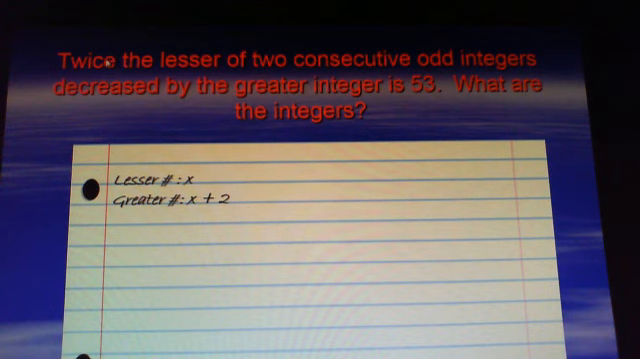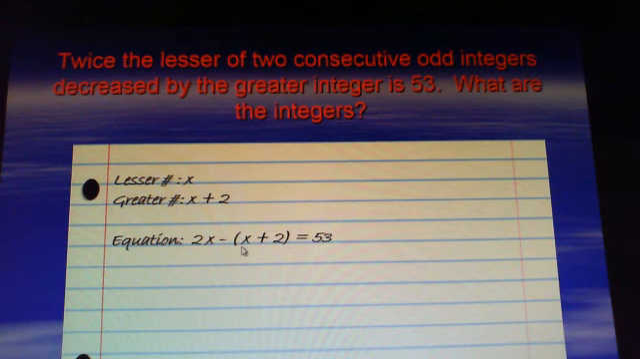It says twice the lesser of 2 consecutive odd integers decreased by the greater integer is 53. What are the integers? So when I'm going to set up my equation, I have to do twice the lesser, so that's 2 times this x. So that's how I got the 2x. Decreased means we're going to be subtracting the greater integer. So when I subtract this greater integer, I'm not just subtracting x plus 2. I have to subtract the whole thing because it's all one integer. So I have to put those parentheses in there so I can separate it.